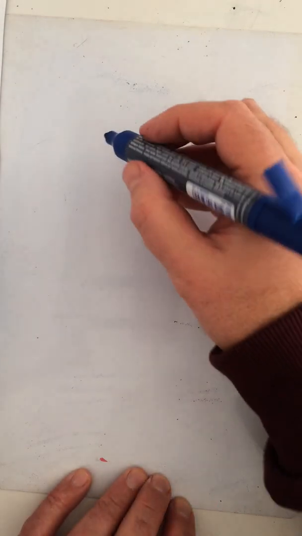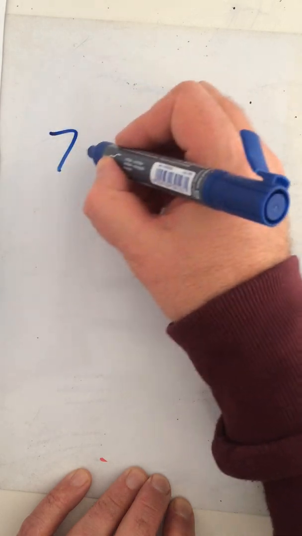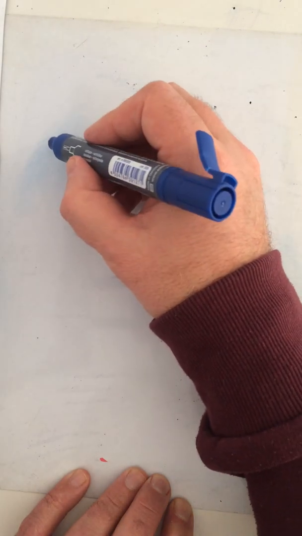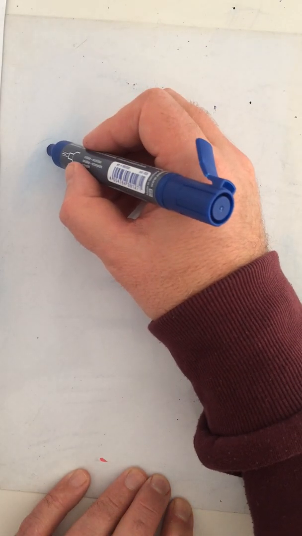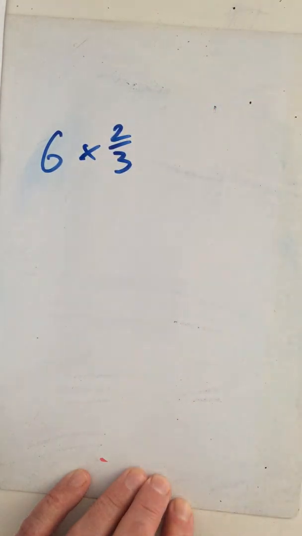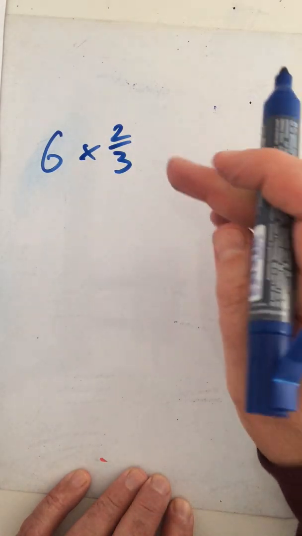So when you get to finding a fraction of a number, okay, we'll do one more. Right, so let's have a little look at this. I think we did this one earlier. So we did 6 times 2/3. Let's do this one. Okay, so 6 times 2/3.